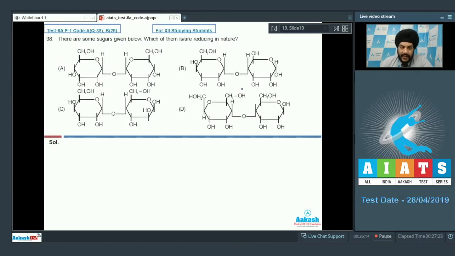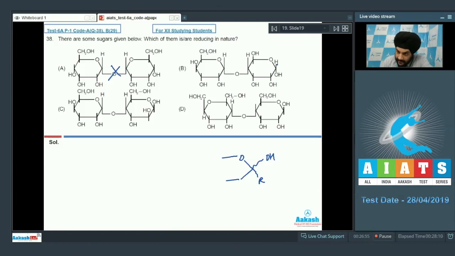Question number 38. There are some sugars given below. Which of them are reducing in nature? So students, for reducing sugars, they have to have a hemiacetal linkage. So by hemiacetal linkage, we mean that there has to be this group which is present. So if you look at the options which are given to us, the first option does not have any hemiacetal linkage. So this is going to be non-reducing.